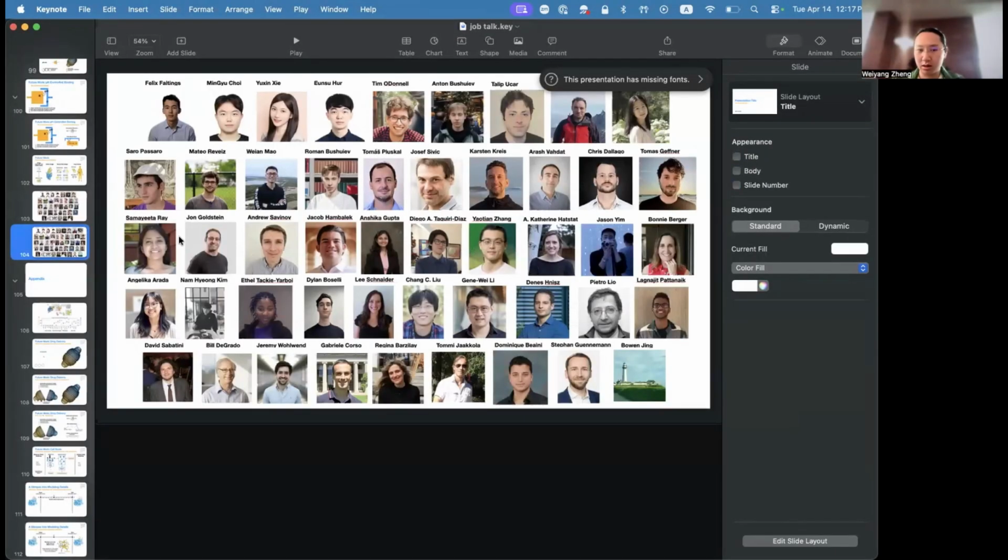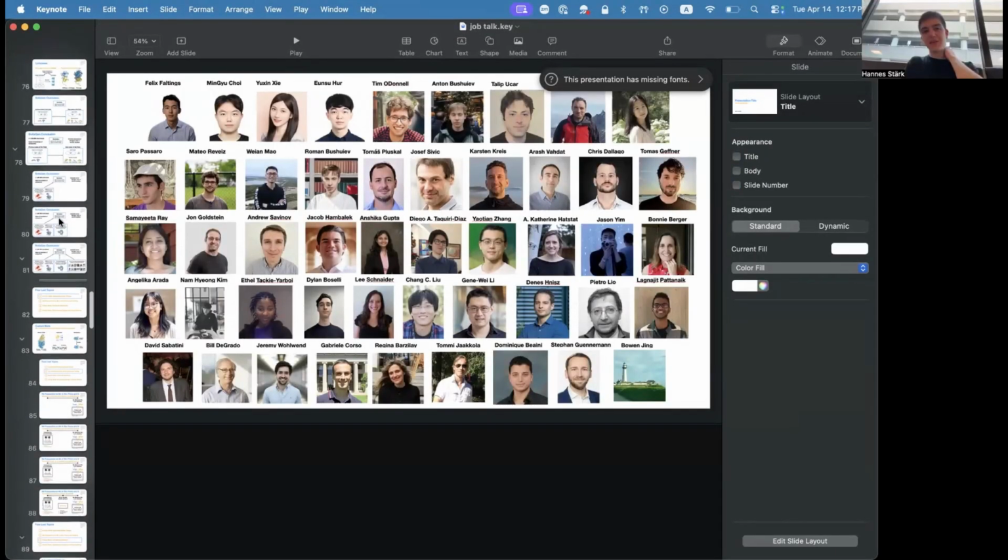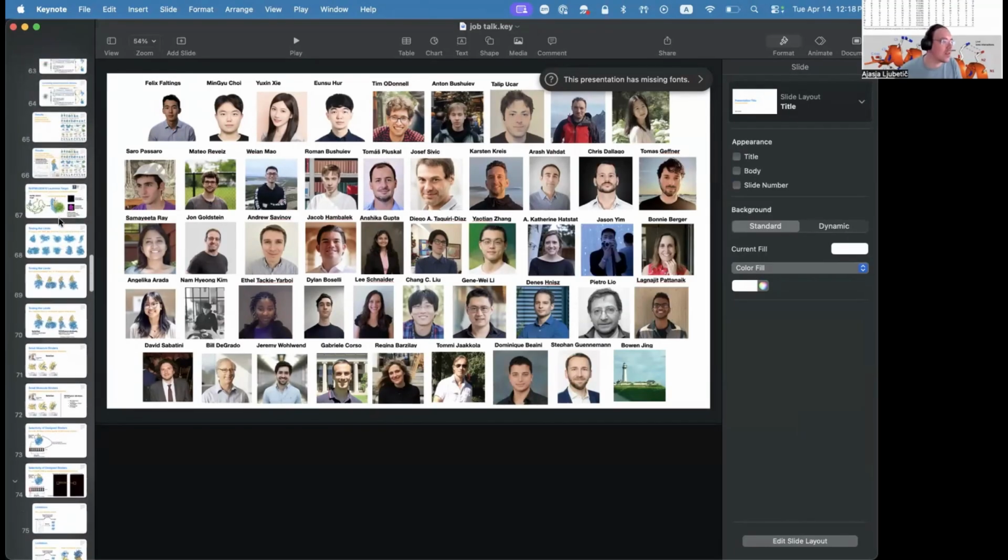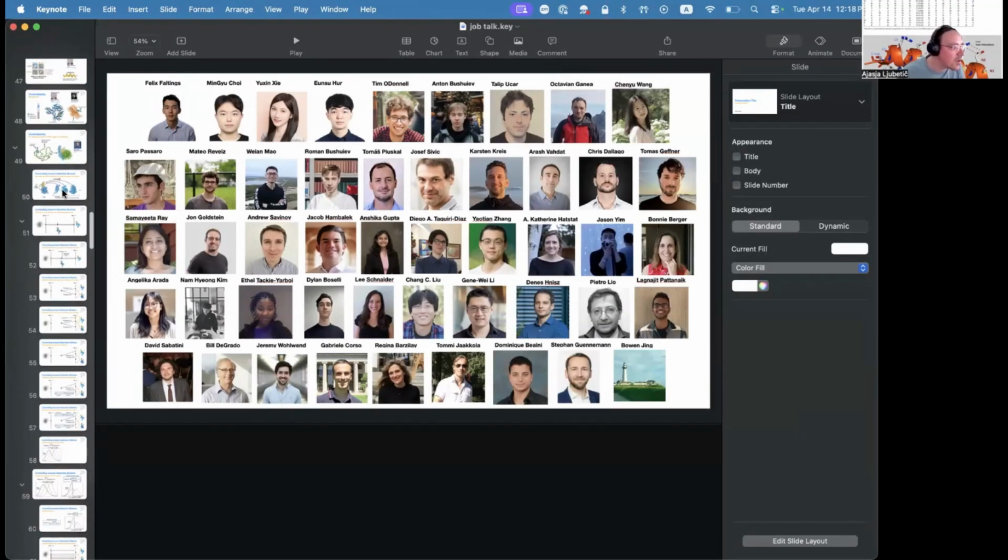Is that already in GitHub? That's not in the GitHub yet. That's okay. Something we still work on. Yeah, let's see how many questions do we have.